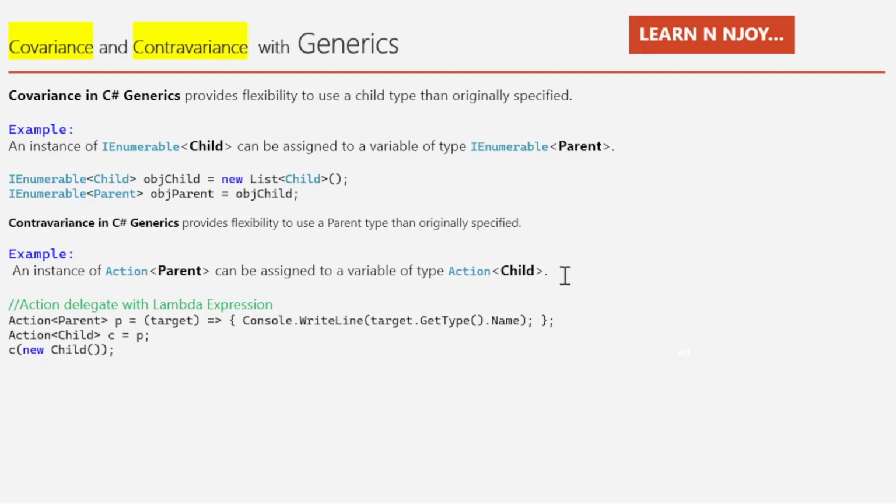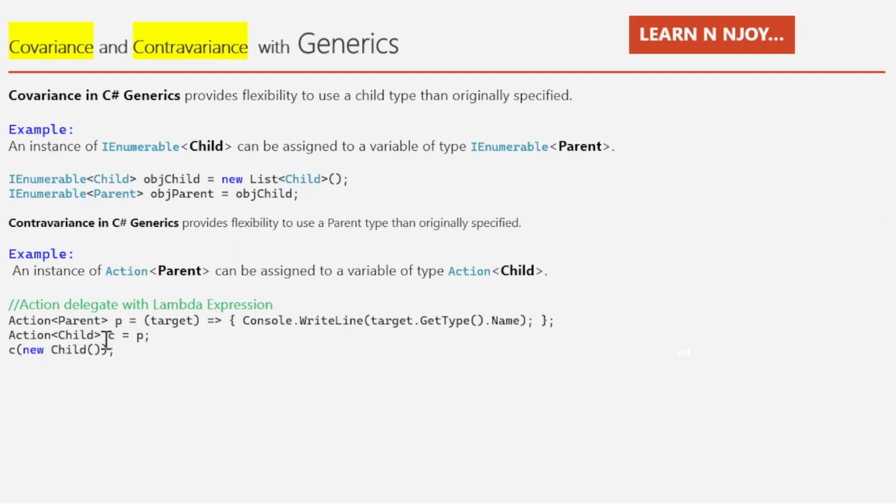type Action<Child>. And if you see here, an Action delegate with the lambda expression I have written over here. So Action<Parent> P is equal to target, and then I'm writing Console.WriteLine(target.GetType().Name), and then here what I'm doing, Action<Child> C, and the assignment I'm doing. So P I'm assigning to the Action<Child> C, and then I'm just calling this C and passing this new child object to it. That's how contravariance in C# generics happens.